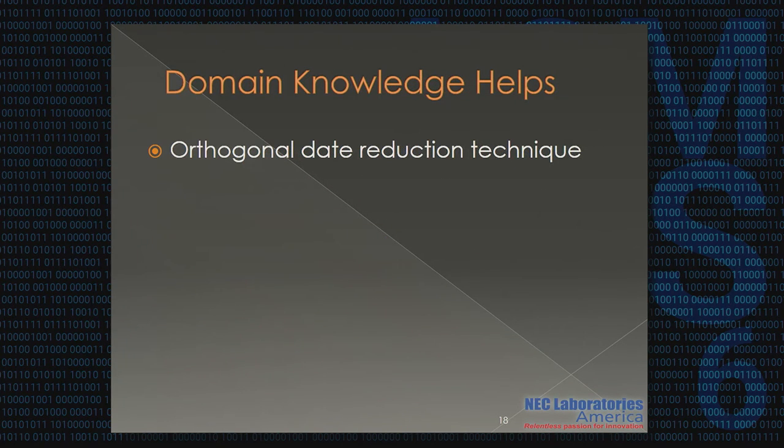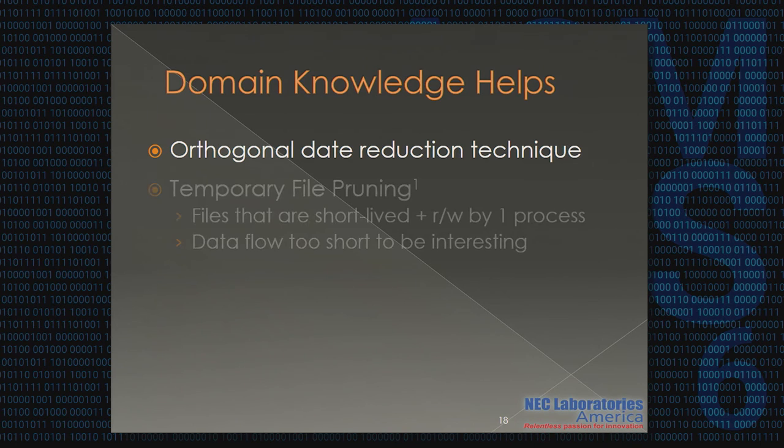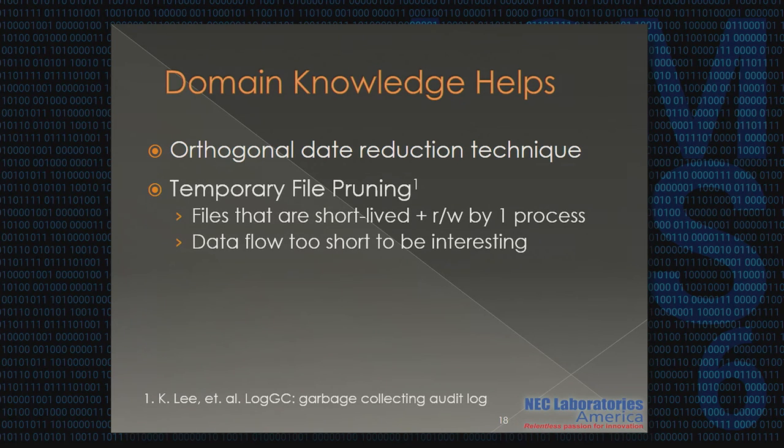Finally, we also found that domain knowledge helps. It is actually an orthogonal data reduction technique, and our approach is compatible with it. First, we incorporate the temporary file pruning approach from our previous work, LogGC. The files that are short-lived and read and written by only a single process generate data flows that are just too short to be interesting, and it's quite safe to prune them out without hurting our understanding of the backtracking or forward-tracking graph.